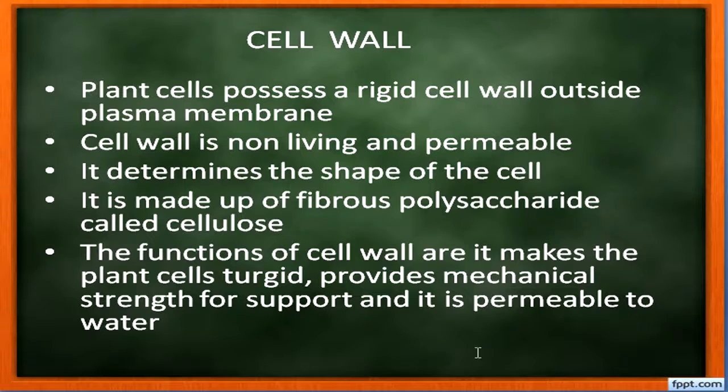So if you take the cell wall, plant cells possess a rigid cell wall outside the plasma membrane, and the cell wall is non-living and permeable. It determines the shape of the cell. It is made up of a fibrous polysaccharide called cellulose. The functions of the cell wall are: it makes the plant cells turgid, it provides mechanical strength for support, and it is permeable to water.